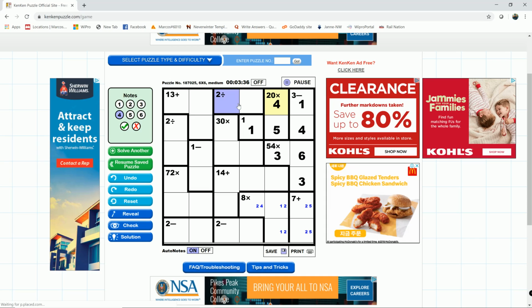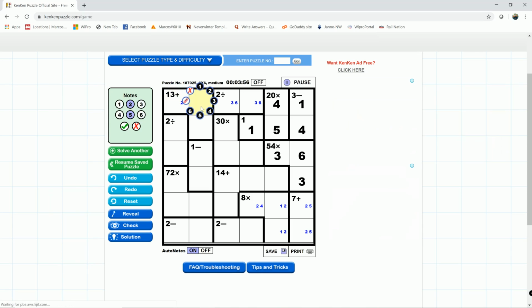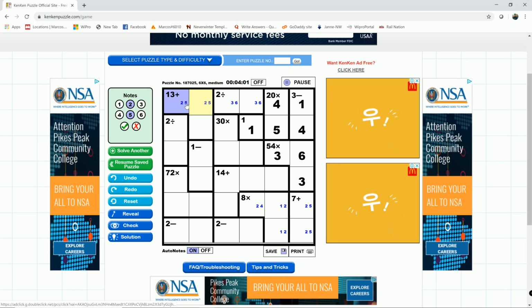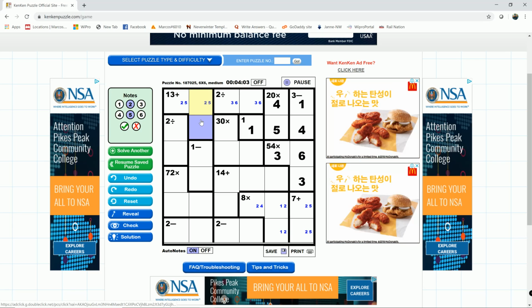Now, while I'm up here, that limits what can be in the 2 box because it can't be a 1 and a 2, and it can't be a 2 and a 4. That means it's a 3 and a 6. It's the only option up here. So then that leaves a 2 and a 5 for 13. And that would be 7. So I need a 6 here. 6 plus 7 is 13.